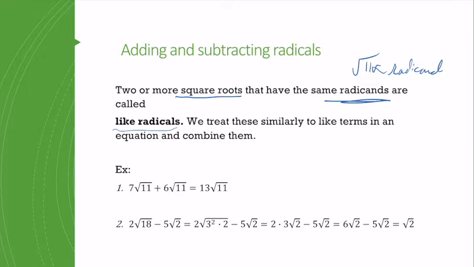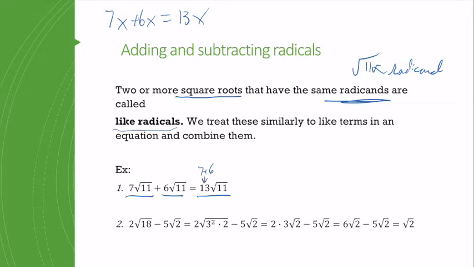We treat these really similarly to like terms in an equation, and we combine them. So for example, if I had 7x plus 6x, that would give me 13x. Well, here I have 7 square root of 11 plus 6 square root of 11, which gives me 13 square root of 11, because 7 plus 6 is 13.